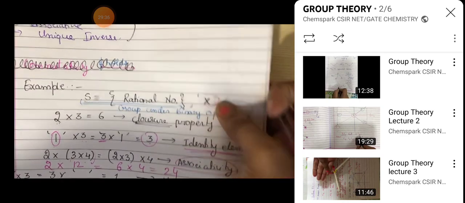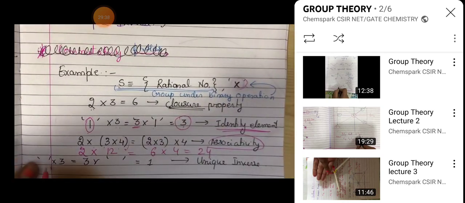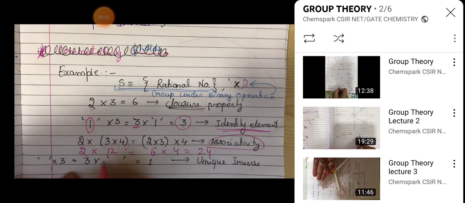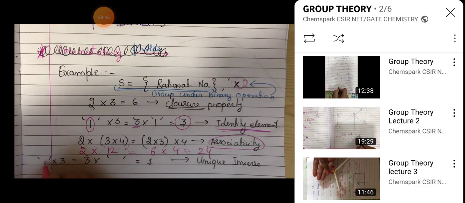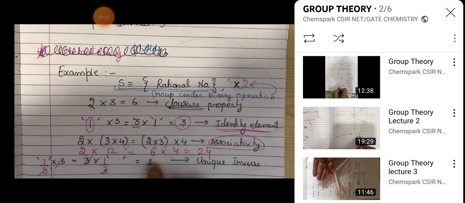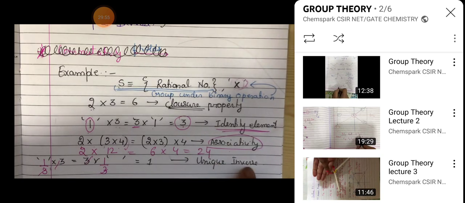Now the fourth rule says that if I multiply some number into 3 and 3 into some number, I'll get 1. So it is obvious that if I multiply by its inverse, 1 by 3 into 3 and 3 into 1 by 3, I'll get unity, that is the unique inverse.